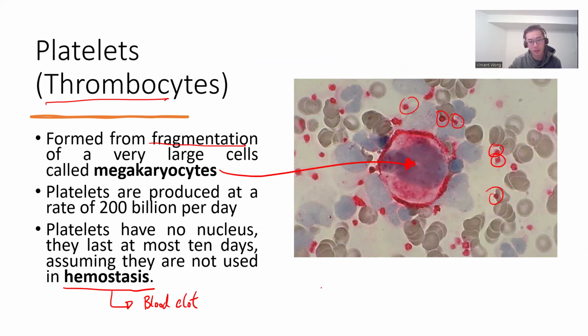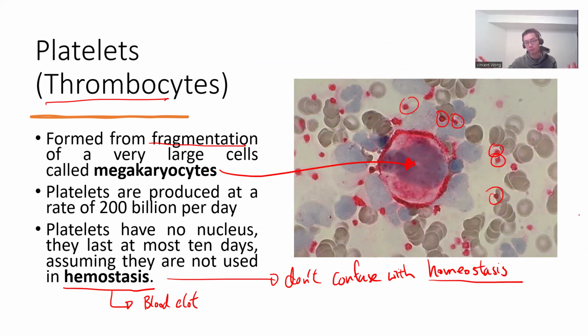Let me write the other word. Don't confuse it with homeostasis. Homeostasis is maintaining an internal balance, right? So that could be body temperature, calcium level, blood calcium, blood sugar level, so on and so forth. This is hemostasis. Make sure you don't bleed out. It's very similar, the word.